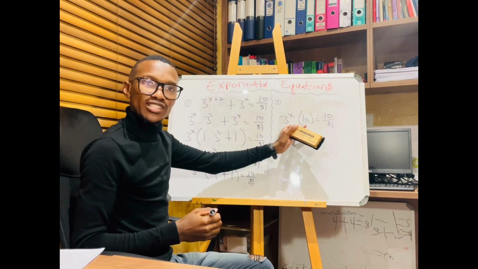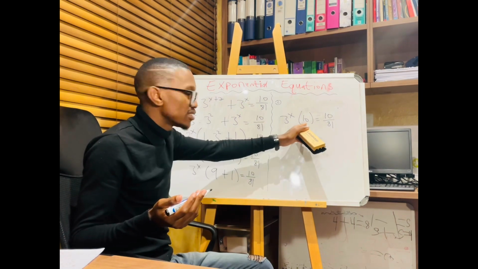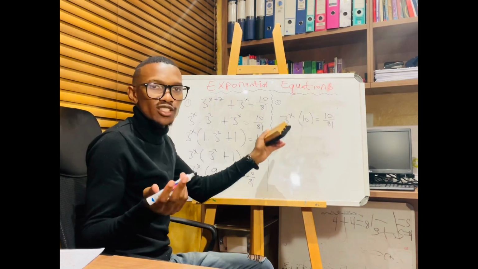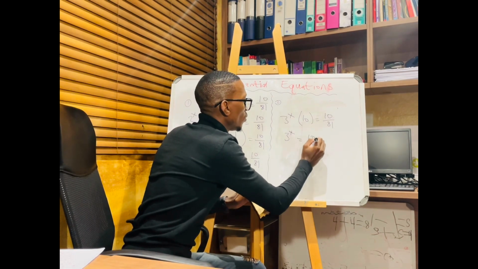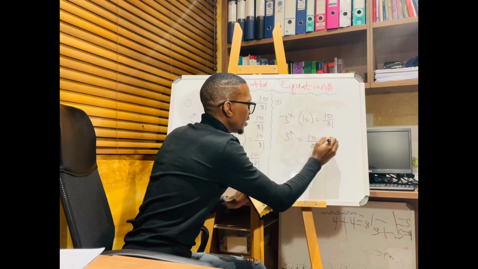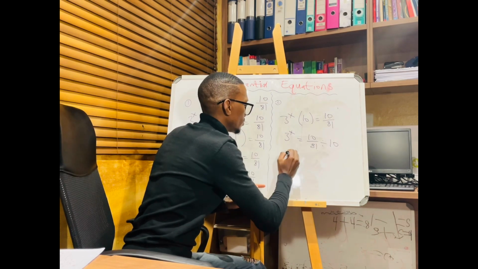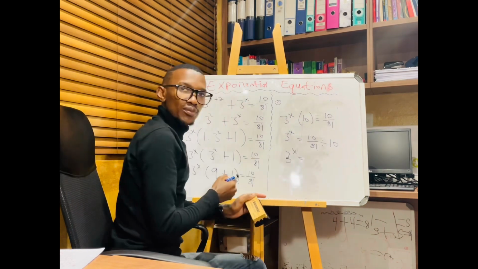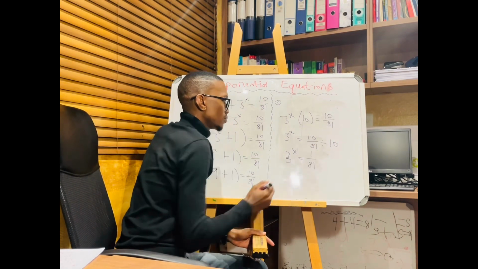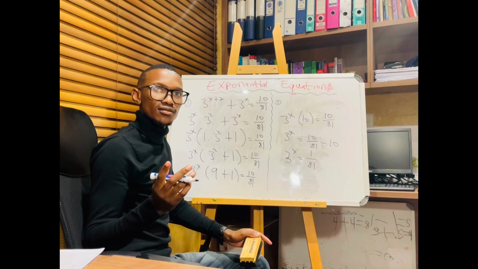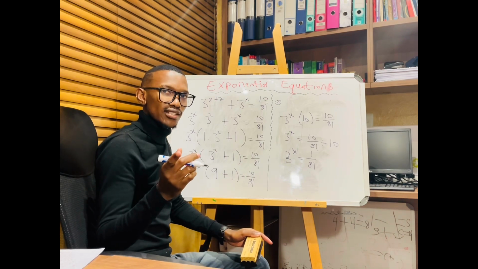Now, what do I do when I have something like this? I divide both sides by 10, which is just a number without any exponent. I'm left with 3 to the power x equals 10 over 81, divided by 10. Use a calculator, guys. When you divide this, you're going to get 1 over 81. Don't say I didn't tell you.